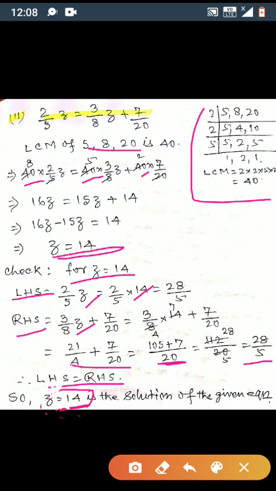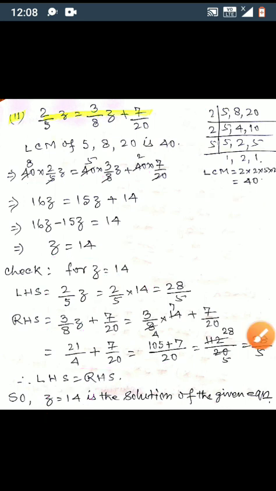4 into 21 equal to 105 plus 7 equal to 112 by 20. Now here the common factor is 4. So divide numerator and denominator by 4. 20 divided by 4, the quotient is 5. 112 divided by 4, quotient is 28, equal to 28 by 5. Therefore LHS equal to RHS. So z equal to 14 is the solution of the given equation.